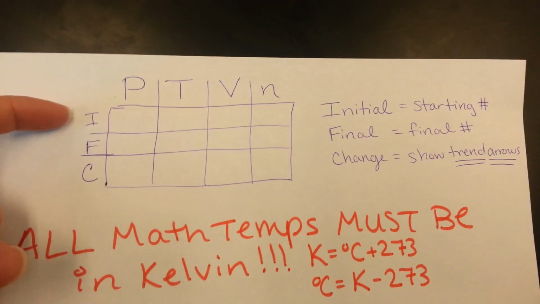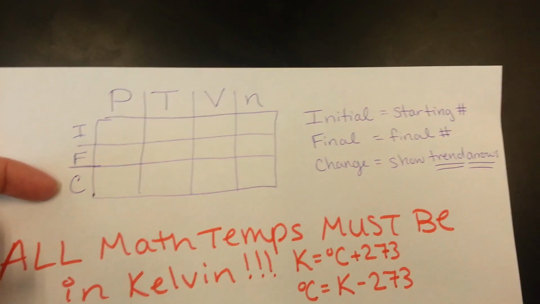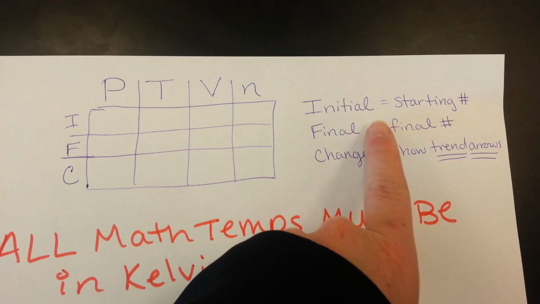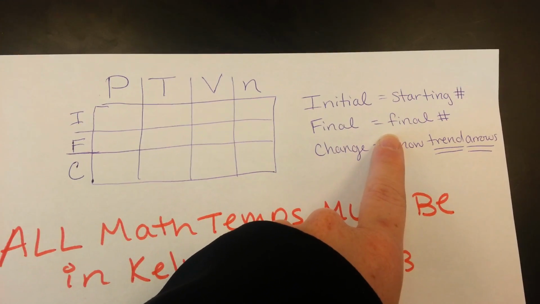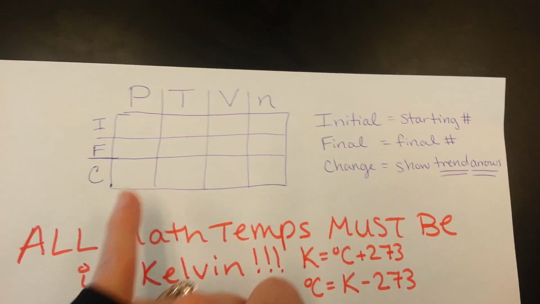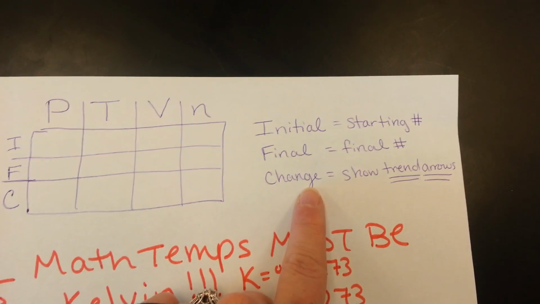Now, we have 3 rows of information, the I, the F, and the C. The I stands for your initial, so those are going to be your starting numbers. The F is the final, so the final number is what you end with. And the C is where you're going to show the trend arrows.